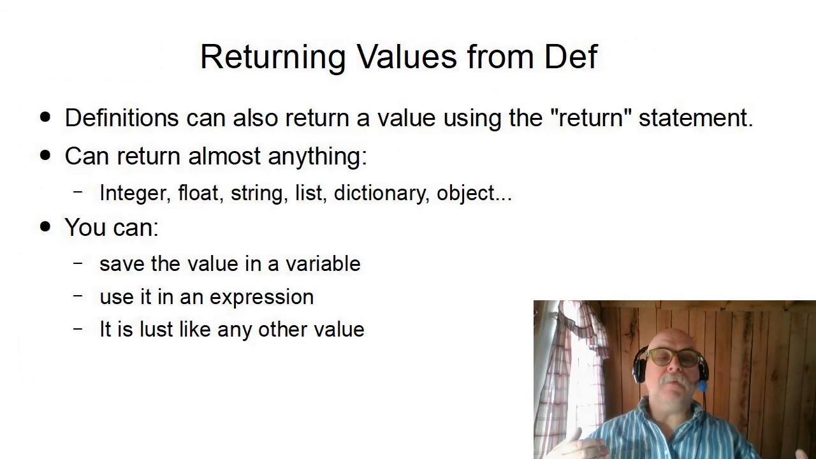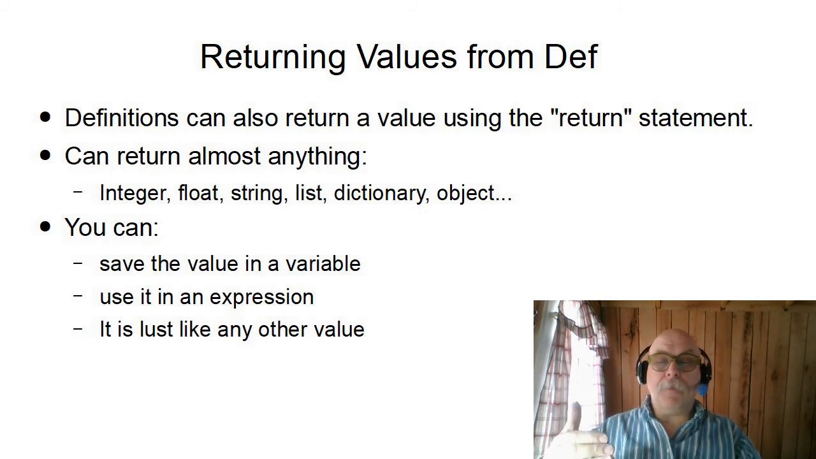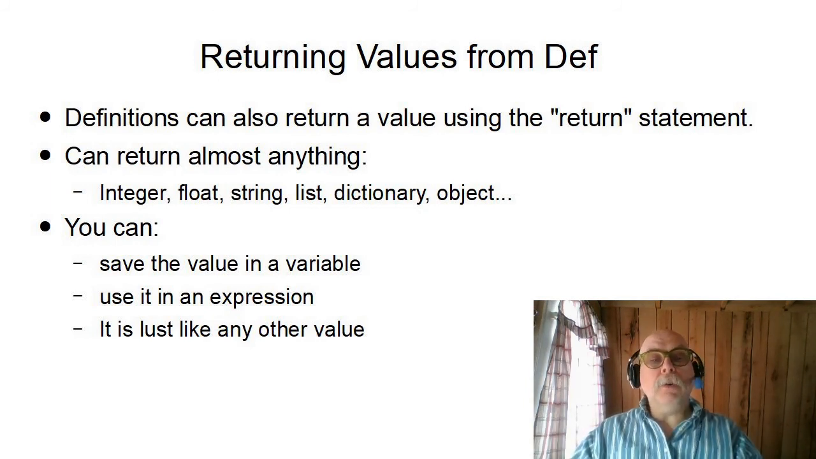So we've seen passing values to a definition. Now, definitions can also pass values back out. That's why we call them functions, because a mathematical function, you give it information and it calculates and returns something. So we would expect the same from a def. We use the return statement within a def to return values back to the calling part of the program, excuse me. You can return almost anything: an integer, a float, a list, a string, a dictionary, an object. All kinds of things can be returned from a function.